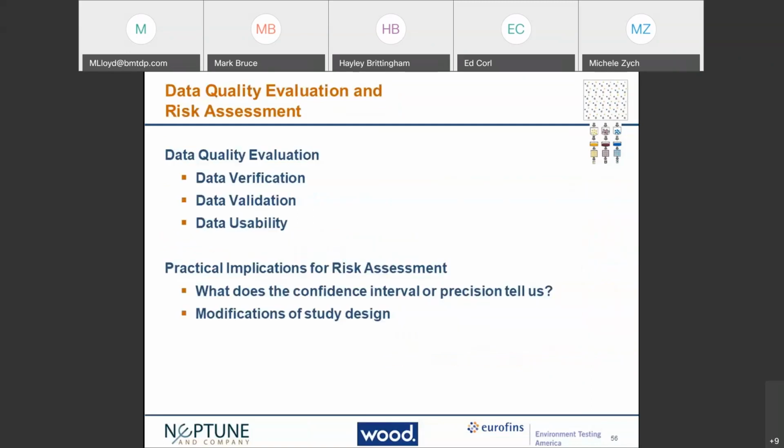So with that, I will hand it back over to Haley to talk about data quality evaluation and risk assessment. Thanks, Mark. So now I'm going to talk briefly about data quality evaluation and data verification, validation, and usability as they relate to incremental sampling. And I'm going to go over the practical implications for risk assessment, including what does that confidence interval or the level of precision actually tell you, and how you might use that to modify the study design if necessary.